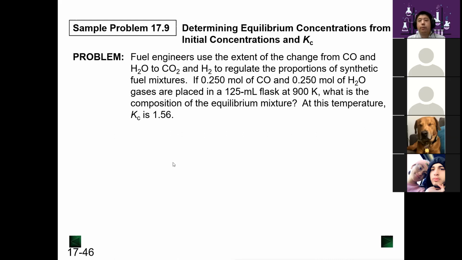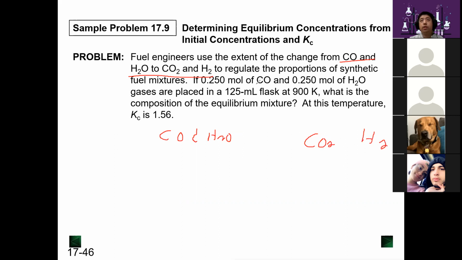Okay, is anyone having trouble with this one right here? All right, so what we're gonna do here, we are going to go ahead and we see our Kc value. We see that our equation involves these four things, okay? We're changing CO and H2O into CO2 and H2.